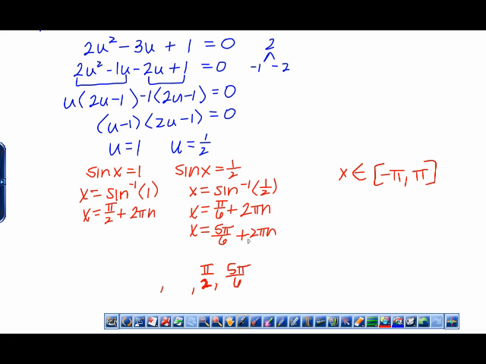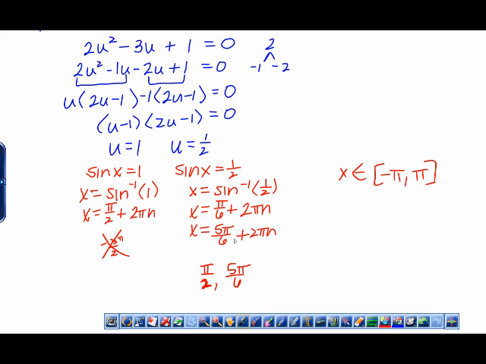If I subtracted 2 pi, what would happen if I subtracted 2 pi from pi over 2? Well, you'd get negative 3 pi over 2. Is that within this span from negative pi to pi? No. So we don't want to go there.